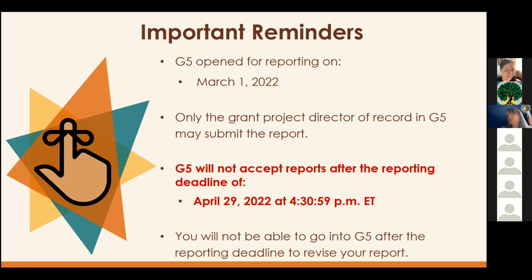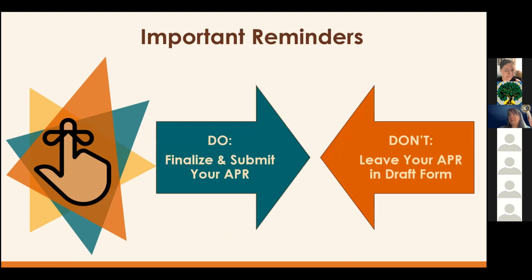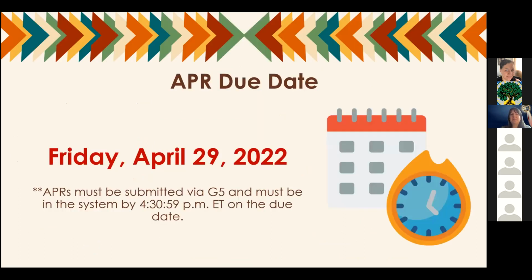You won't be able to get into G5 after that point. So make sure that you do finalize and submit that report with all of your signatures and all of that information and data included. Don't leave it in draft form, thinking that it's complete. Make sure that it does get submitted. Just one final reminder here about when that due date is. So if you haven't already got it on your calendar, you can set yourself a reminder and maybe even some checkpoints along the way, so that you block off some time for yourself to work on that between now and then.